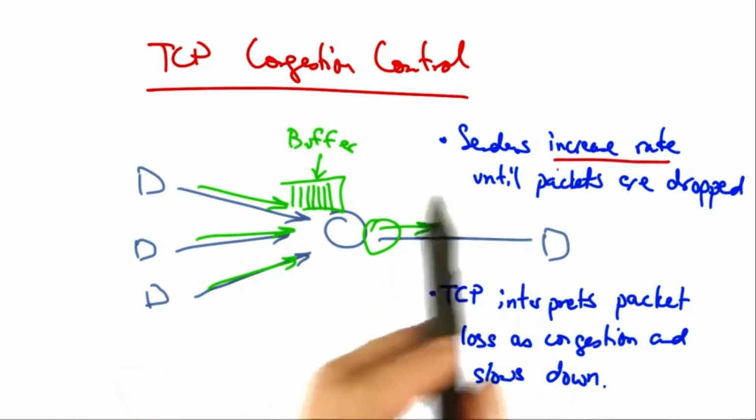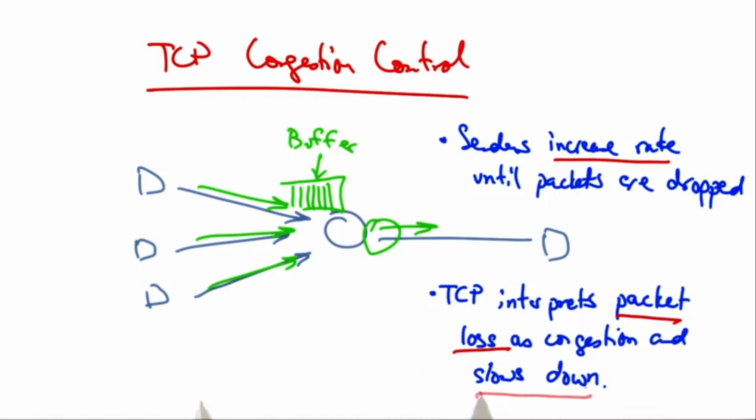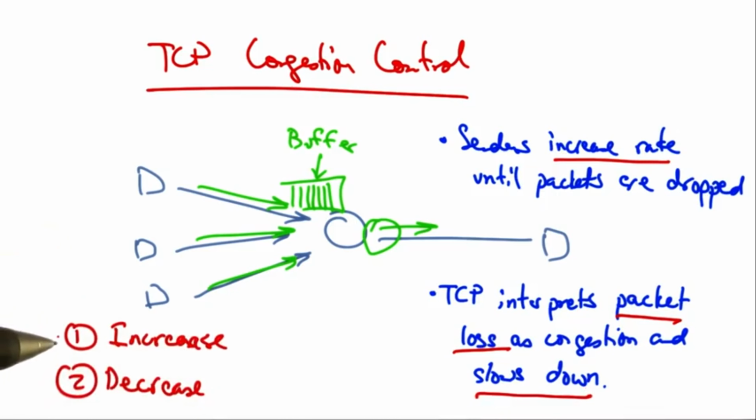So senders increase rates until packets are dropped, periodically probing the network to check whether more bandwidth has become available. Then they see packet loss, interpret that as congestion, and slow down. So congestion control has two parts. One is an increase algorithm, and the other is a decrease algorithm. In the increase algorithm, the sender must test the network to determine whether the network can sustain a higher sending rate. In the decrease algorithm, the senders react to congestion to achieve optimal loss rates, delays, and sending rates.